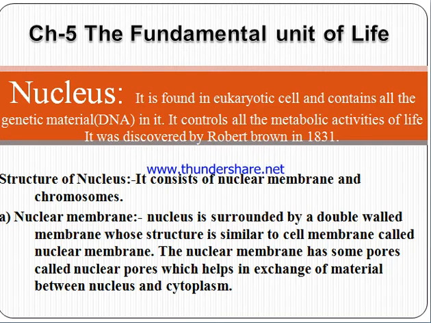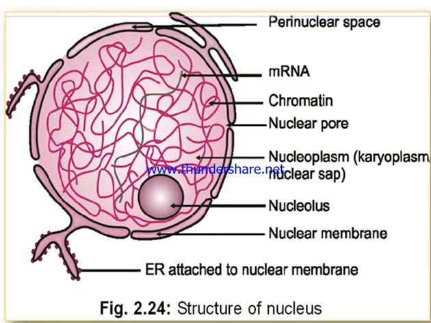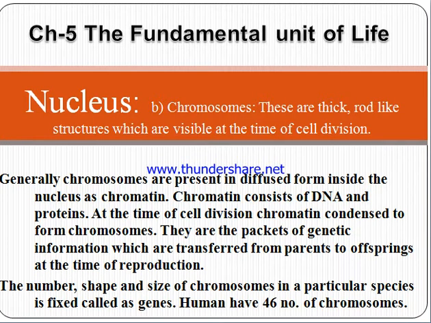Next is the nucleus. It is found in eukaryotic cells and contains the DNA, the nuclear material, in the form of chromosomes. It is very important: the nuclear membrane has some pores, known as nuclear pores, from where the exchange of material can take place. This is the diagram of the nucleus. It is very important to know what the nucleus is and how its diagram can be made.